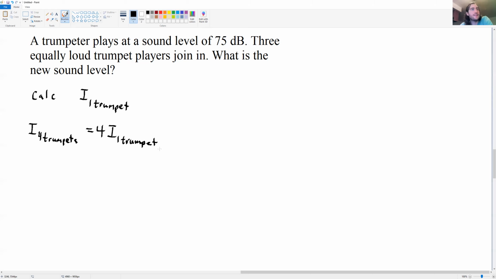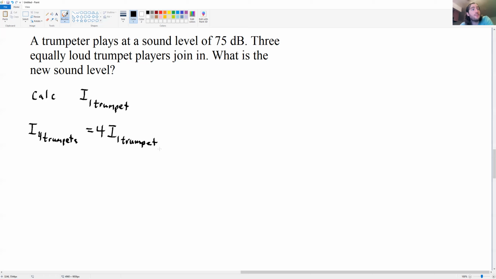So that's going to change the intensity, right? It depends on distance squared. So they better all be in the same location if you're going to multiply the intensity by a factor like this. Otherwise, what you should do is add the intensities. So you'd have an intensity for trumpet player 1 plus an intensity for trumpet player 2 plus an intensity for trumpet player 3, all the way out to however many trumpet players you have.